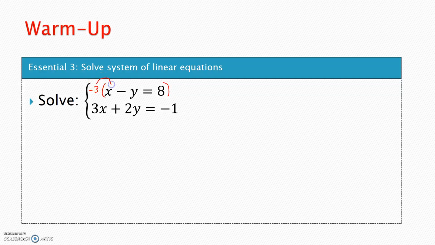Now, again, make sure you distribute to the x here, which gives us negative 3x. Distribute to that negative y, which gives us positive 3y. Distribute to that 8, which gives us negative 24. Now again, the bottom one, guys, I'm going to keep that one the same. Just stack it up nicely. 3x plus 2y is equal to negative 1.